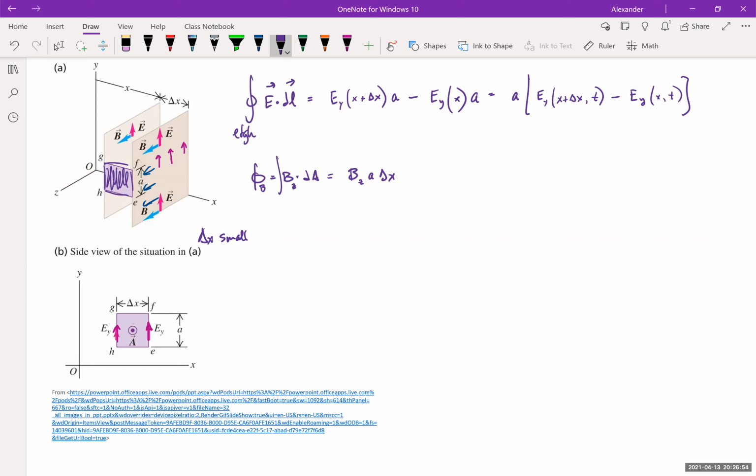And if we're interested in the rate of change, we assumed the magnitude was constant enough, so we only need one coordinate to specify it, and it is maybe a function of time. It makes sense that it's a function of time because we're about to take its time derivative times the area.